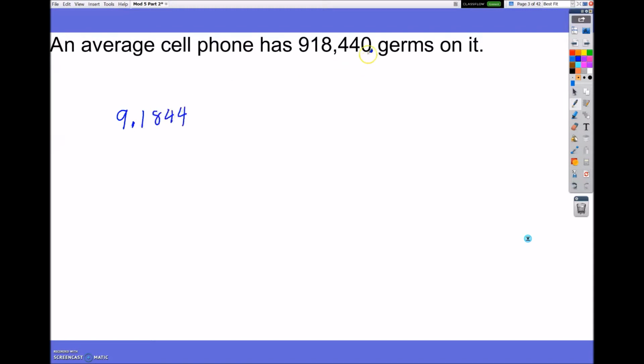9.1844. Now I need to move this decimal over. So if the decimal's right here, to get it back to the original state, I would have to move it over once, twice, 3, 4, 5 times. So that would be times 10 to the fifth power. These numbers right here are equivalent. They're equal to each other. One is written in standard form, while the other is written in scientific notation.